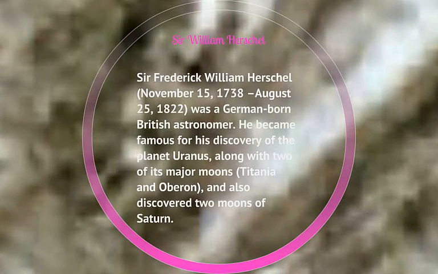Sir Frederick William Herschel, he was born in 1738 and he died in 1822, was a German-born British astronomer. He became famous for his discovery of the planet Uranus, along with 2 of its major moons, Titania and Oberon, and also discovered 2 of the moons of Saturn.